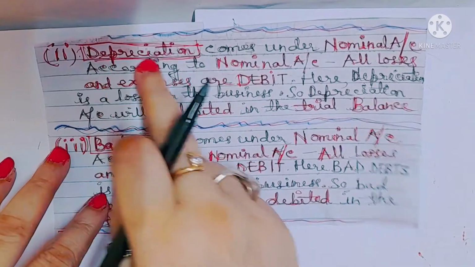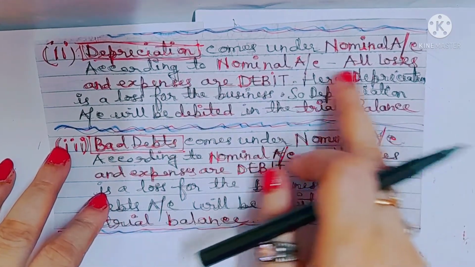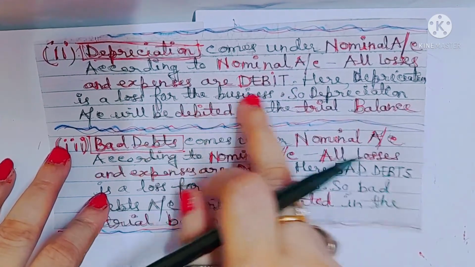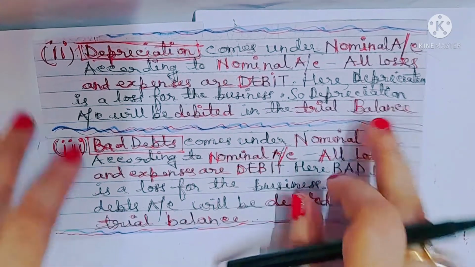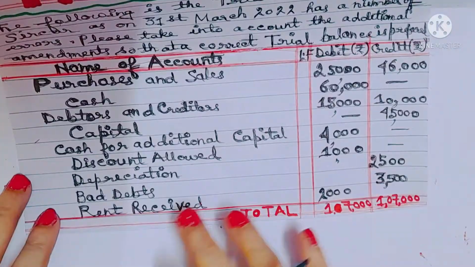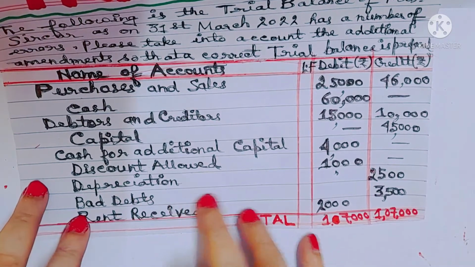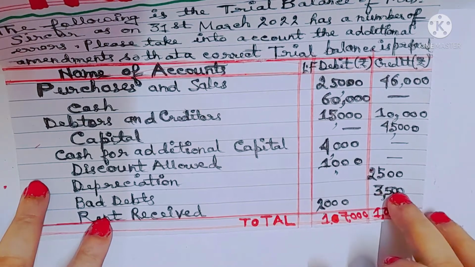Number 2, depreciation comes under nominal account. According to nominal account, all losses and expenses are debit. Here, depreciation is a loss for the business. So, depreciation account will be debited in the trial balance. Okay? So, let's see the next account. The next account is bad debts. Bad debts is a debit balance, but they have written wrongly in the credit column, 3,500.